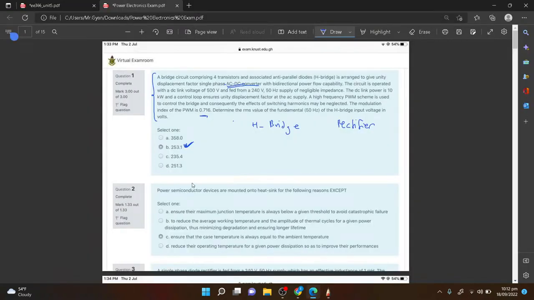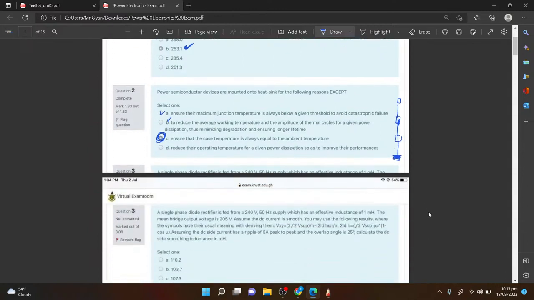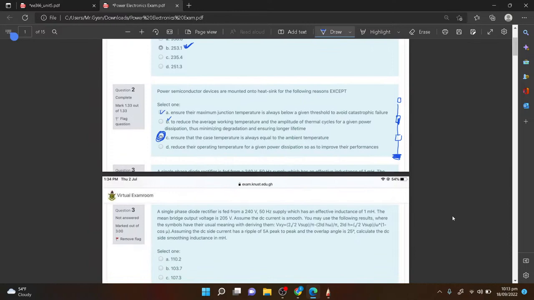Power semiconductor devices are mounted on a heat sink for the following reasons, except: to ensure maximum junction temperature is below a given threshold. This one is true. To reduce the average working temperature on the cycle, yes. To ensure the case temperature is always equal to the ambient temperature. No, this is not true, because we're supposed to take the heat from the case temperature. So it's device to case to heat sink, then to ambient. So you're just supposed to take the heat to the ambient, not ensure that they are the same.